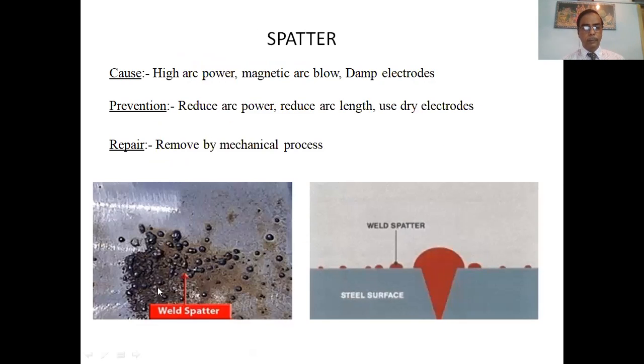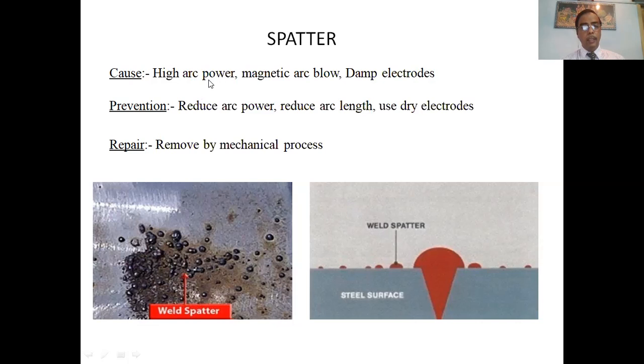Spatter. This is weld spatter. Just see the small particles. These are the particles, spatter. This is due to many causes: high arc power, magnetic arc blow, and damp electrode. The diameter of the electrode, the flux covering the electrode, and the type of flux also affect the spatter pattern.